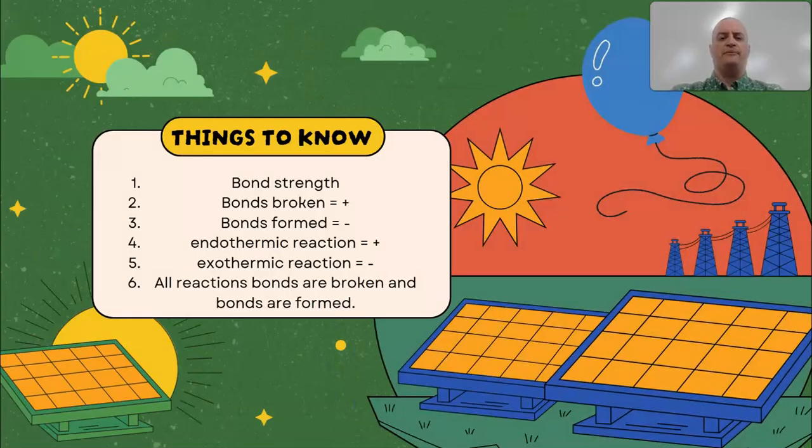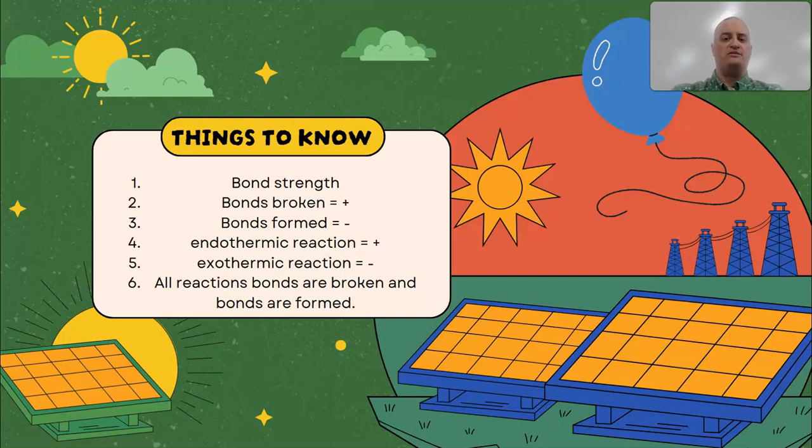So, here are some things to know. Bond strength: bond energy measures bond strength. If it takes more energy to break the bond, that bond is stronger than another type that takes less energy to break. When bonds are broken, the change in bond energy is positive. You have to add energy to break the bonds. When bonds are formed, the change in the bond energy is negative because energy is released when bonds are formed.